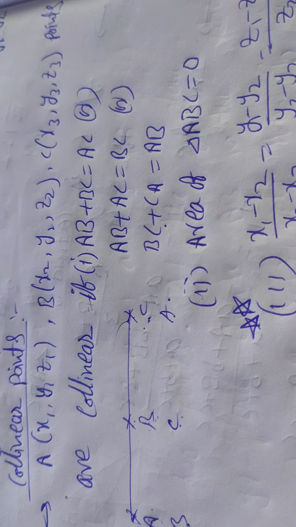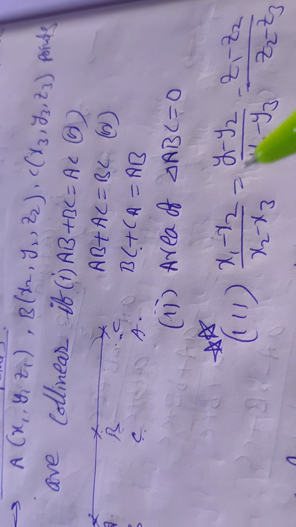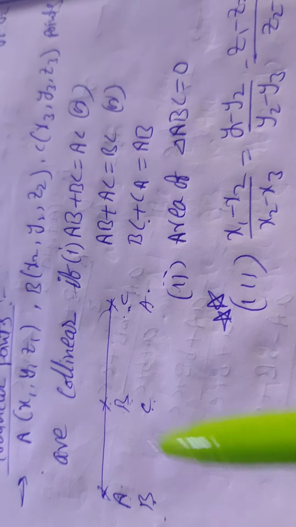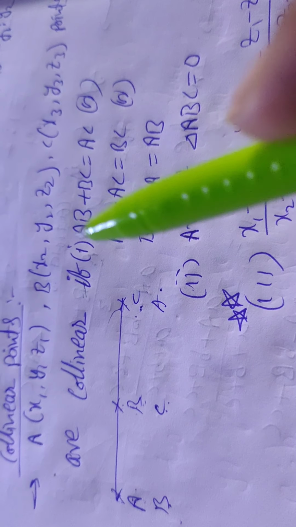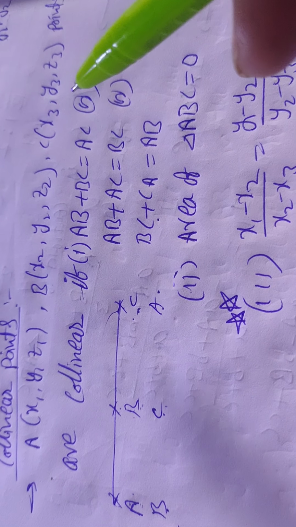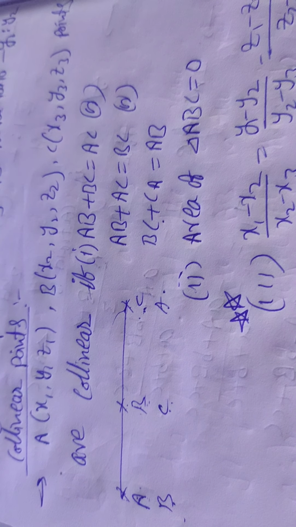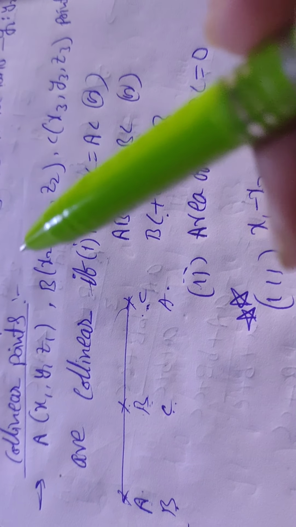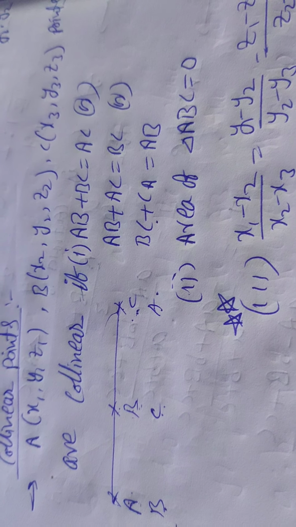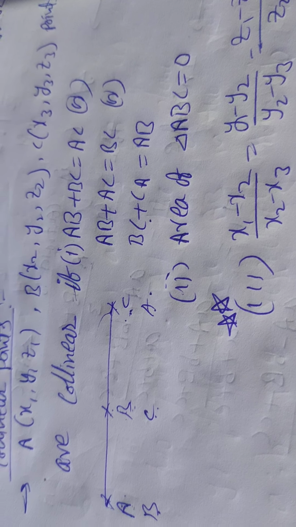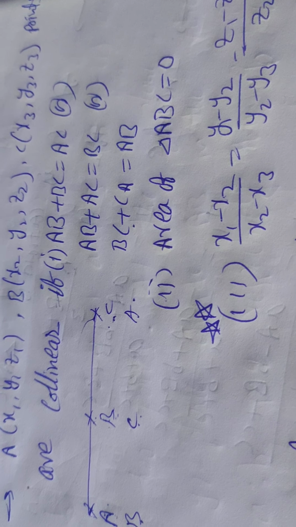Already in 2D also we have the same formulas. And the third one: in 2D we have only (x1, y1), (x2, y2), and (x3, y3), and then their slopes are equal. That means (y2 minus y1) by (x2 minus x1) is equal to (y3 minus y2) by (x3 minus x2), like that we have to consider.